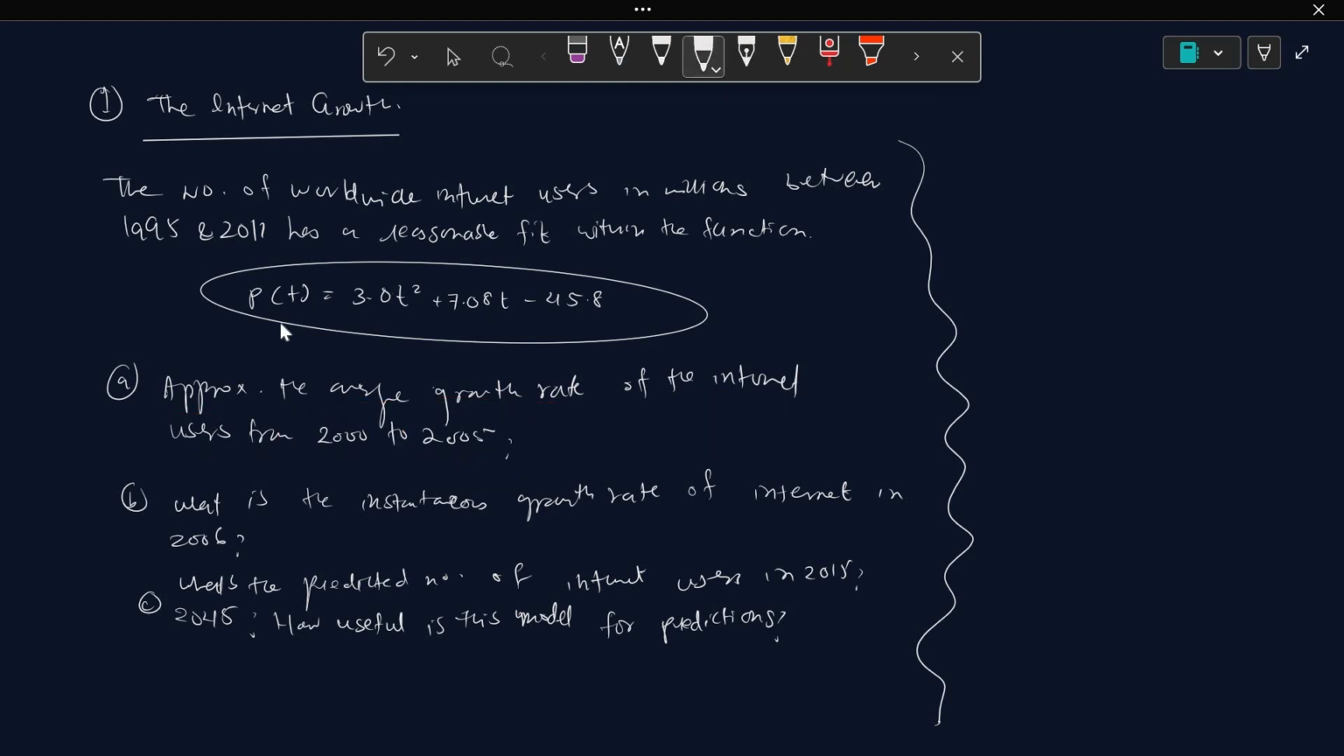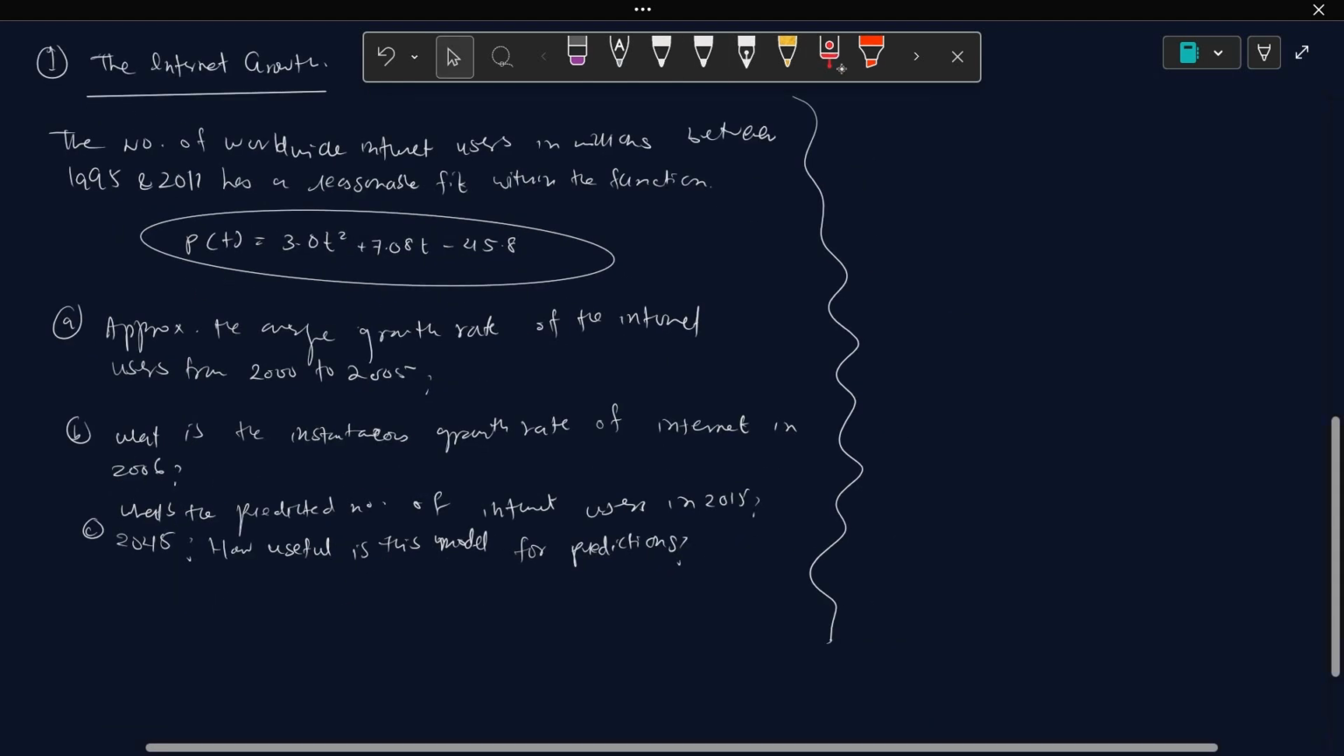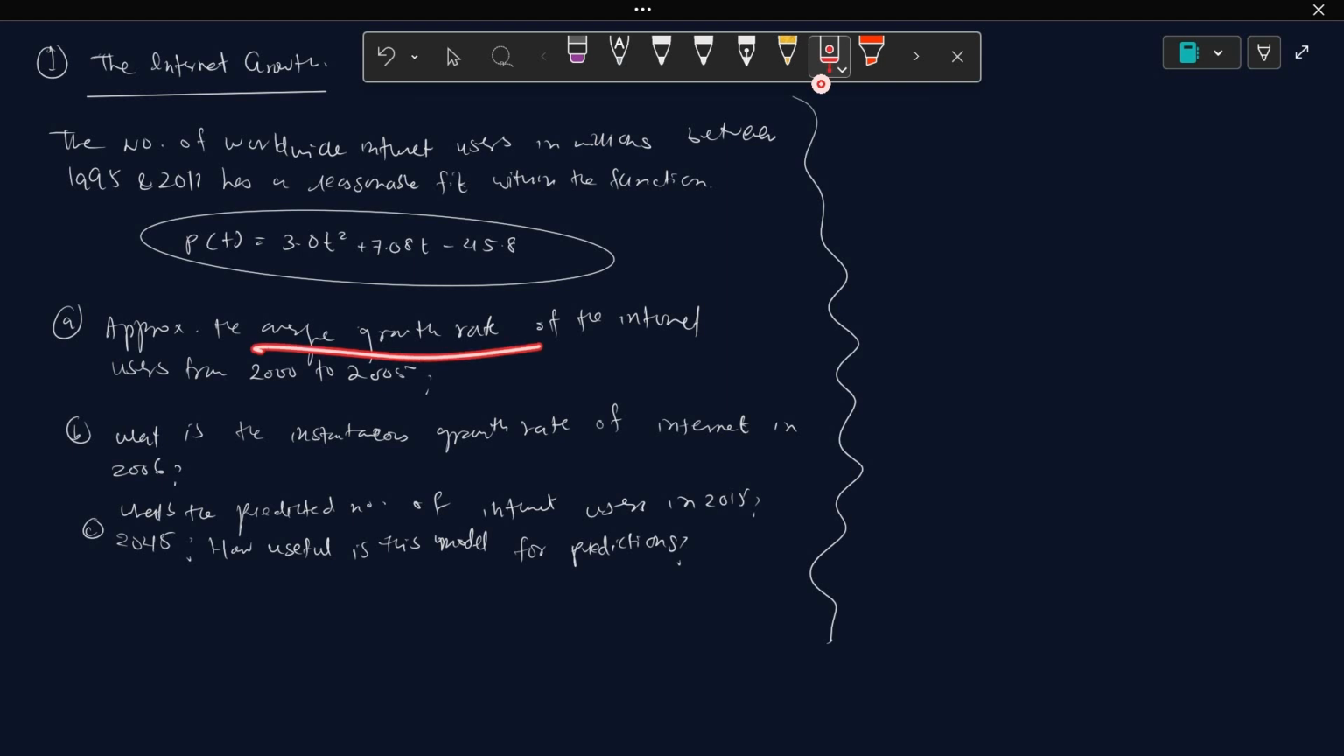Since we have to find the average growth rate, and it doesn't say instantaneous growth rate or the growth rate at a specific point, we are given an interval of x and have to figure out the growth rate of y. That means we have to figure out the slope, which is delta y over delta x.